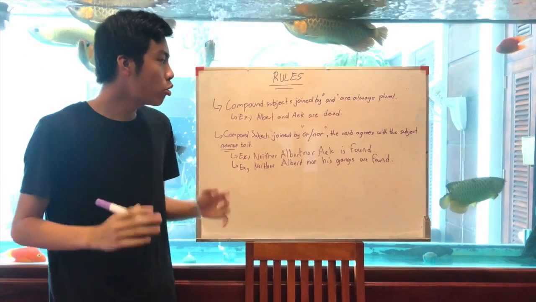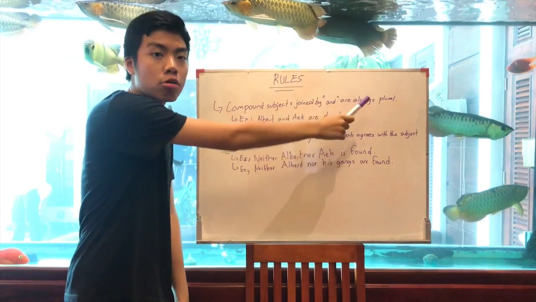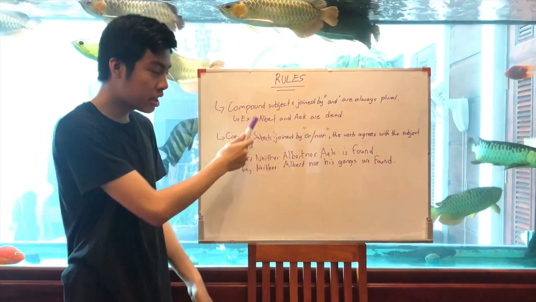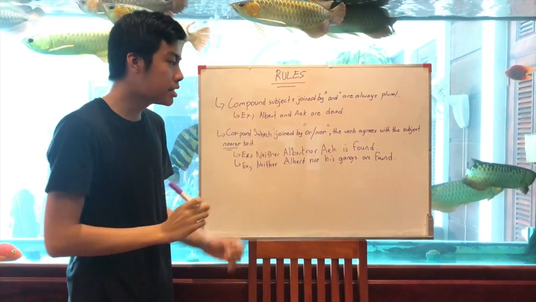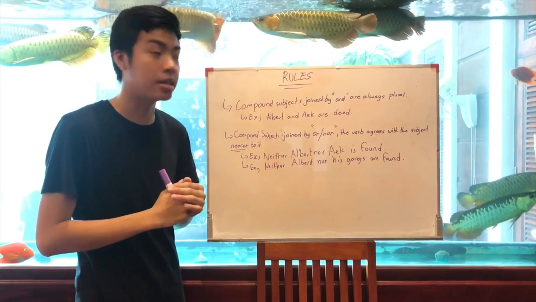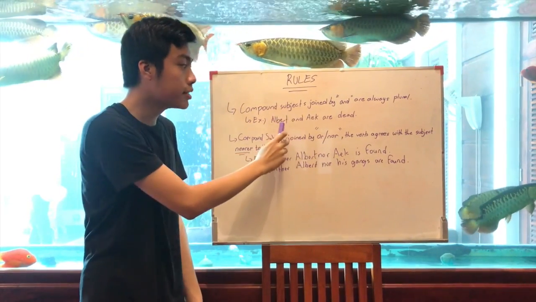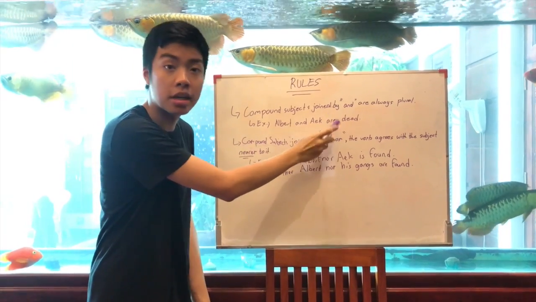So for the third rule, compound subjects joined by and are always plural. For example, Albert and egg are dead. Albert itself is a singular subject, and egg itself is also a singular subject. But when they are combined by and, they are plural. So we must put a plural form here.